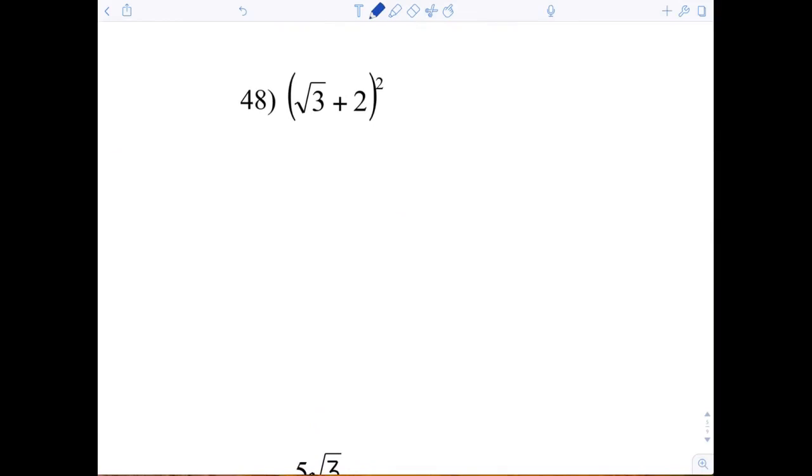48. Now, this is the one where you have to go square root of 3 plus 2, square root of 3 plus 2.